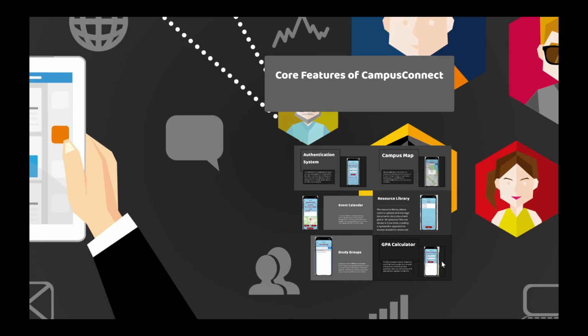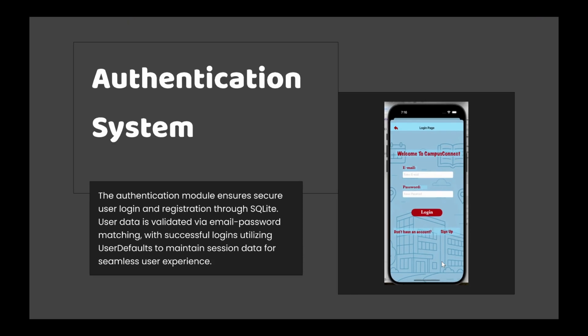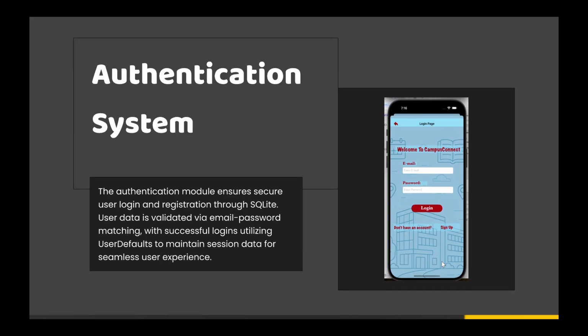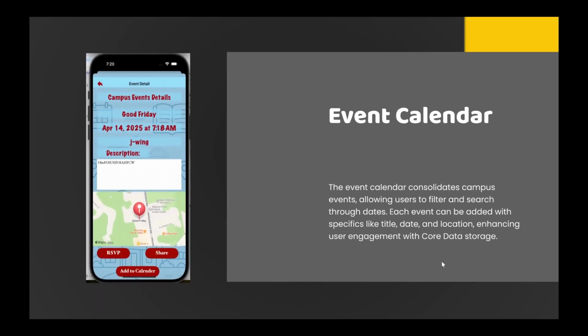authentication system. The authentication module ensures secure user login and registration through SQLite. User data is validated via email and password matching, and with a successful login, UserDefaults is utilized to maintain session data for a seamless user experience. Let's move on to the second feature, which is the event calendar.